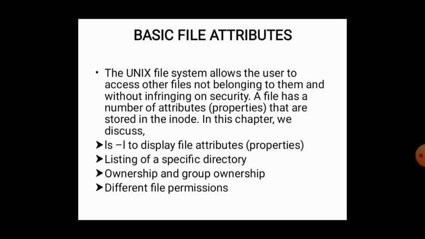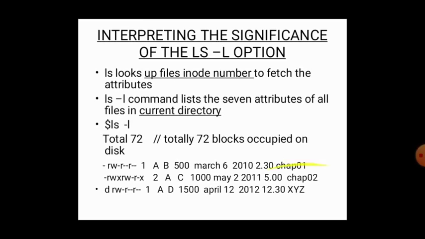Okay, in this chapter we discuss ls -l to display the file attributes, listing of a specific directory, ownership and group ownership, and different file permissions. These are the four topics we are going to discuss in this chapter.